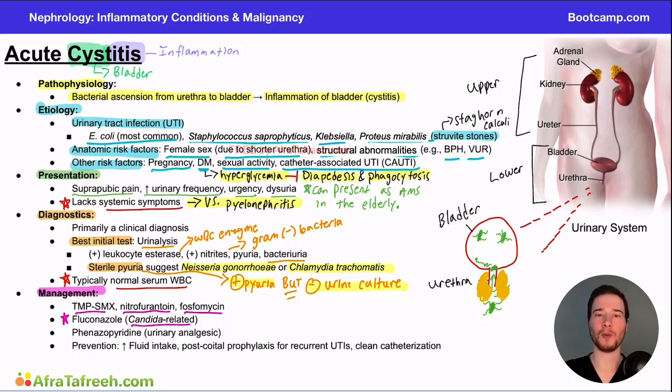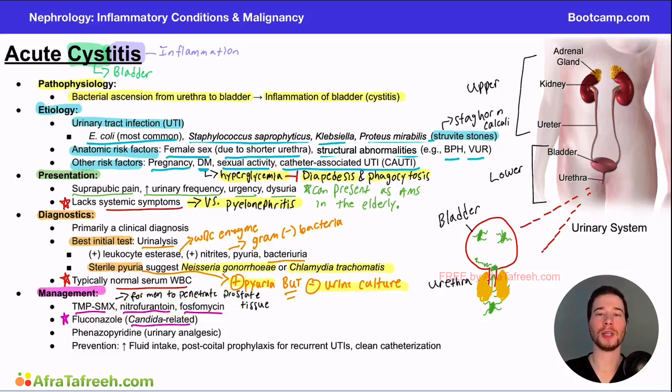And so if they give you that type of question stem, then the best answer choice to choose from here is going to be TMP-SMX. So I put TMP-SMX is for men to penetrate the prostate tissue. Typically using some of your other options such as nitrofurantoin or fosfomycin are not going to be enough for these patients because it doesn't actually penetrate the prostate tissue itself.